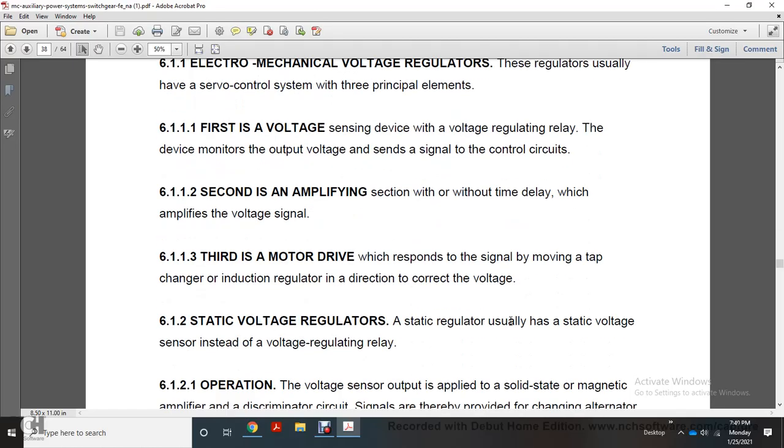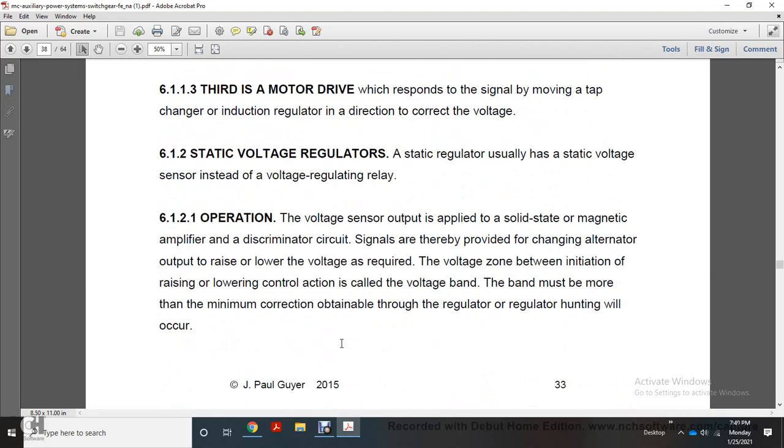Static voltage regulators usually use a high static voltage sensor instead of a voltage regulating relay.